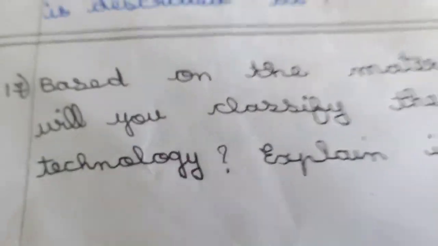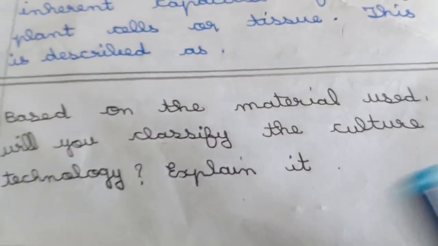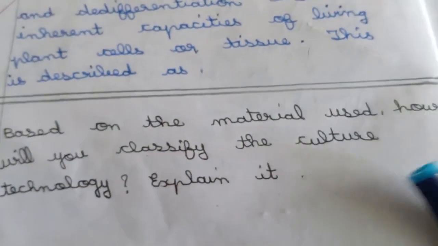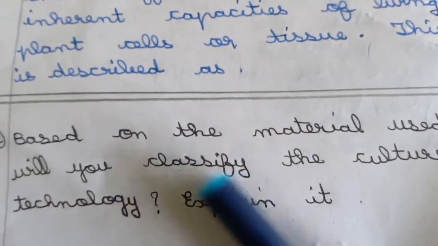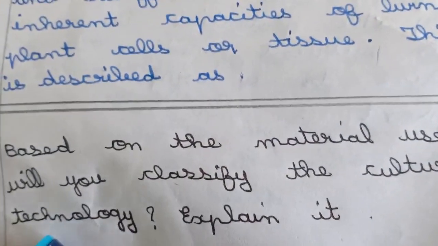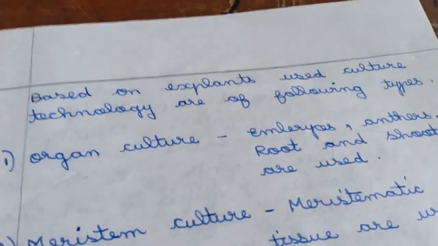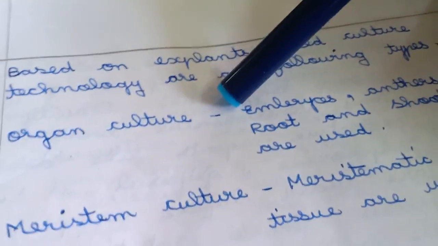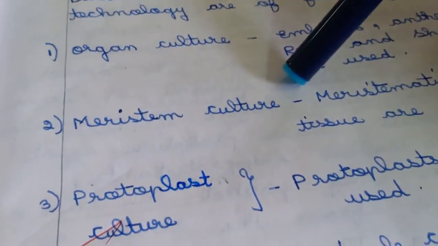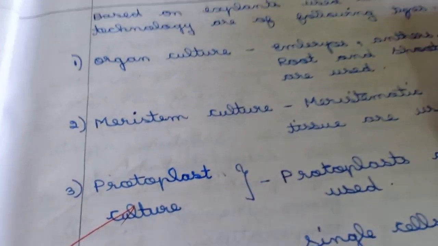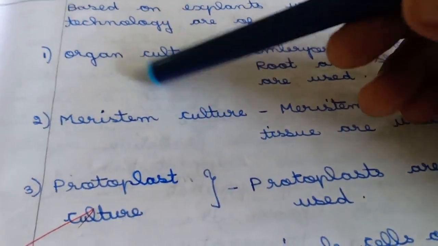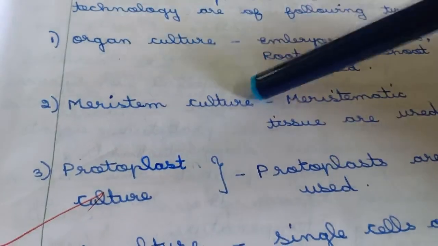The next, 17th question. Based on the materials used, how will you classify the culture technology? Explain it. Okay. How will you classify the culture technology? Explain it. Let's look into the culture technology. First, organ culture, meristem culture, protoplast culture, cell culture. So these are the four types of culture: organ culture, meristem culture, protoplast culture, cell culture.